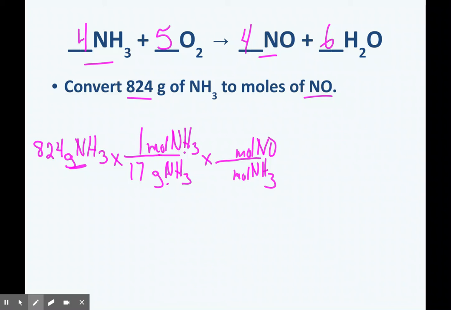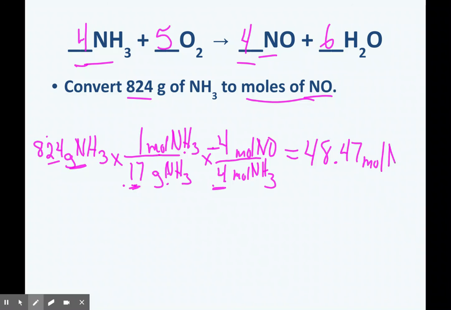So if we look, NH3, we've got 4 of those, and we've got 4 NOs. And moles of NO is what we're looking for, so we're ready to solve. So I've got 824 times 4 divided by 17 divided by 4. Don't go 824 times 4 divided by 17 times 4. Anything that's on bottom, you're going to have to hit divide first. And this is going to give me 48.47 moles of NO.